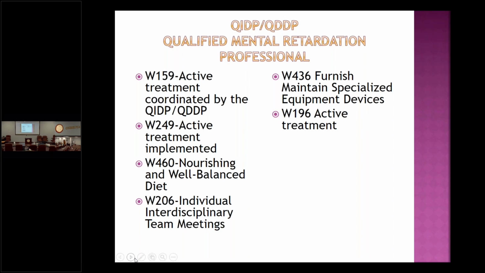W249 is active treatment implemented. W460 is a nourishing and well-balanced diet. So where would the Q come in as far as W460? When we're talking about a nourishing and well-balanced diet, where would they come in?